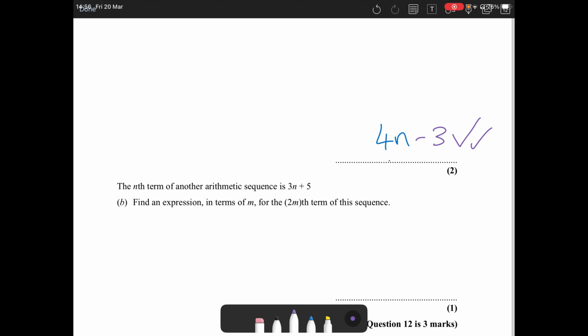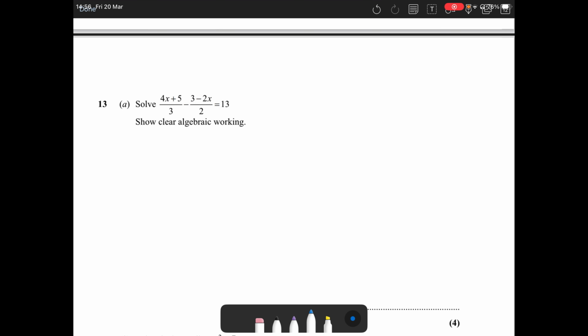Okay, so notice how they've changed the letter n. Usually they would say nth term, so you would usually expect to see the letter n. Here you see 2m. Don't be scared by this. Basically they're saying replace the letter n here with 2m. So just do that. So 3 bracket 2m, because I've replaced the letter n with 2m, plus 5. Expand this out, you get 6m plus 5. So that was part B. Also 1 mark.